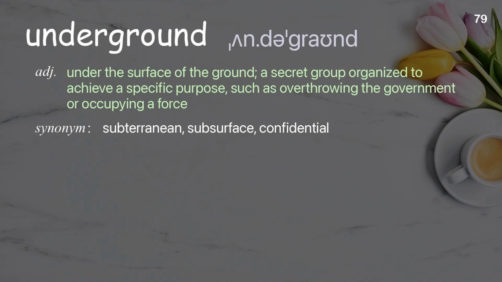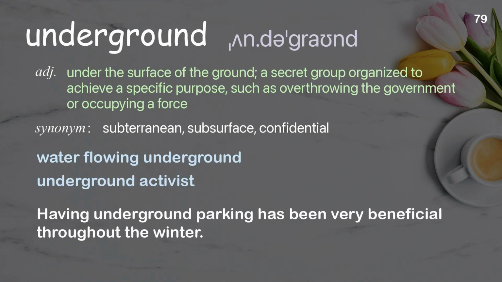Underground. Under the surface of the ground, a secret group organized to achieve a specific purpose, such as overthrowing the government or occupying a force. Examples: Water flowing underground. Underground activist. Having underground parking has been very beneficial throughout the winter.